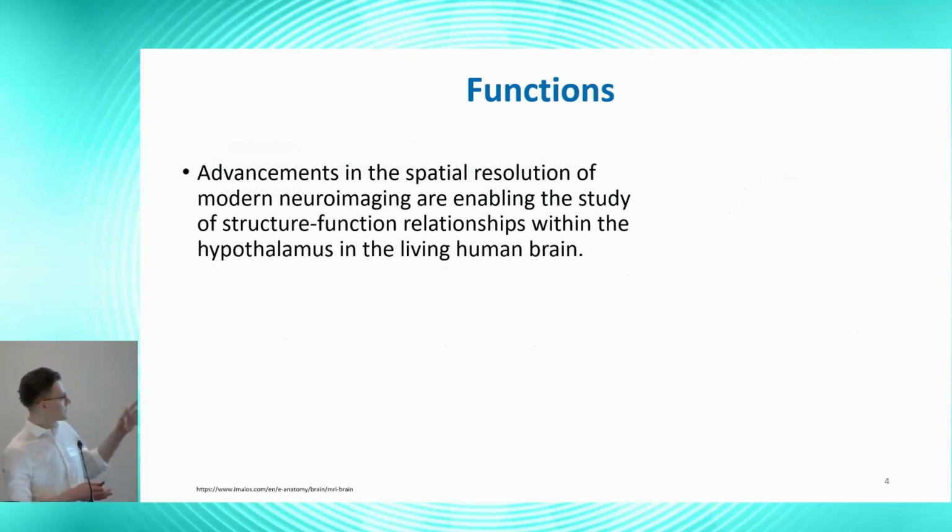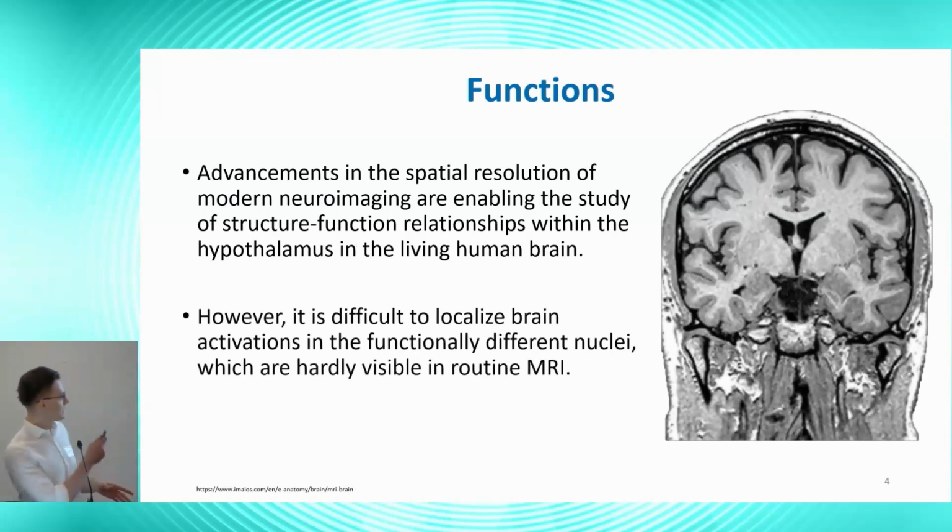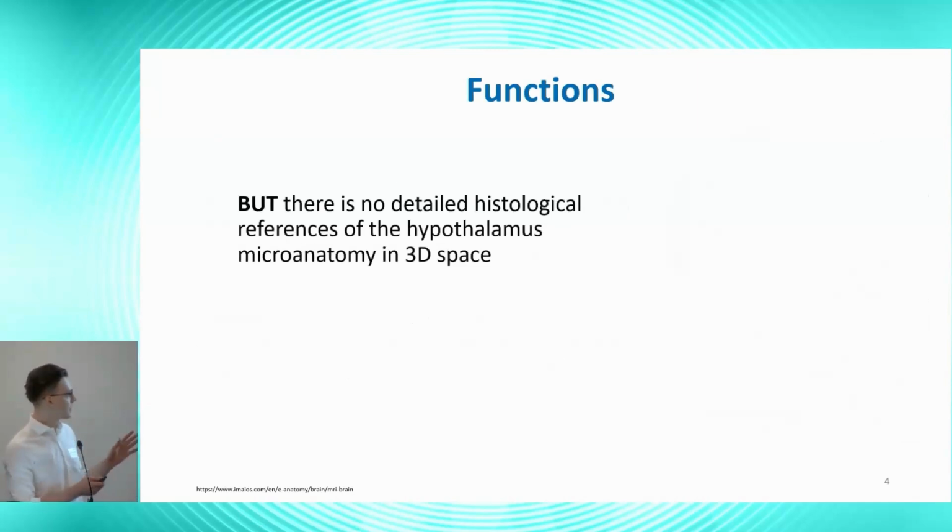So advancements in the spatial resolution of modern neuroimaging enable the study of structure-function relationships within the hypothalamus in the living human brain. But as you see on the right side of the screen, it's difficult to localize the brain activation from the functionally different nuclei, which are not visible in routine MRI. So the problem is there is no detailed histological reference of the hypothalamus microanatomy in 3D space, at least until the end of this presentation.